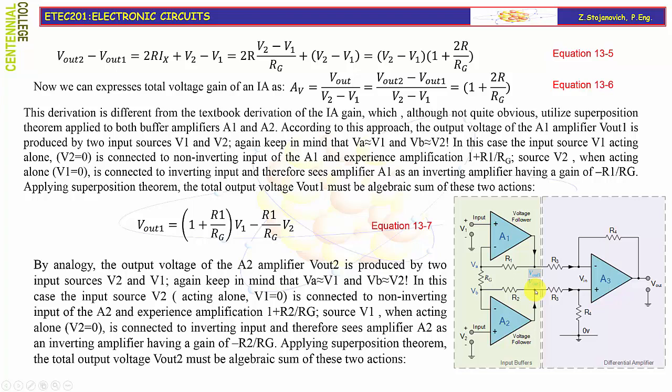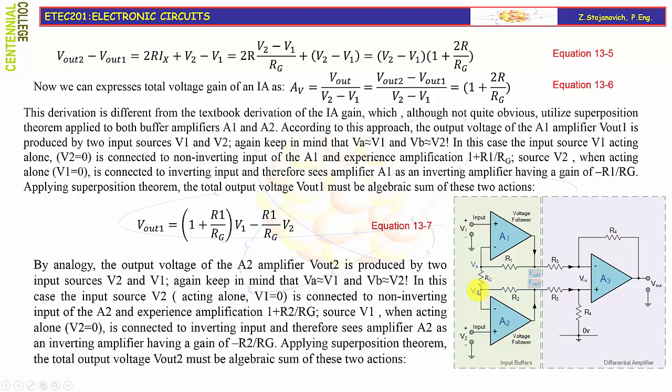By analogy, the output voltage of the A2 amplifier, Vout2, that's the output of the second amplifier, is produced by two independent input sources, V2 and V1 again. In this case, the input source V2 acting alone with V1 being grounded is connected to the non-inverting input of the A2 and experiences amplification of 1 plus R2, which is Rf, over Rg, which is Ri. Once again, V1 is grounded, that means that Va is at ground potential.